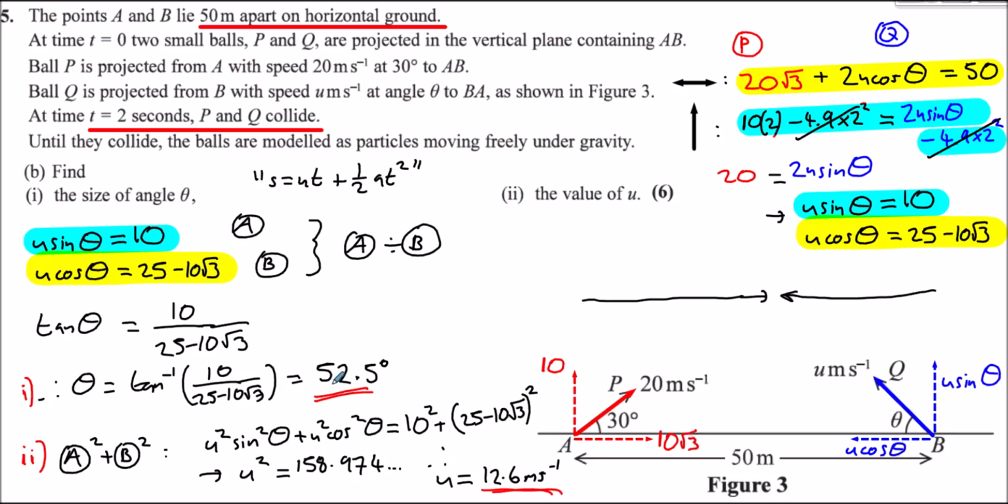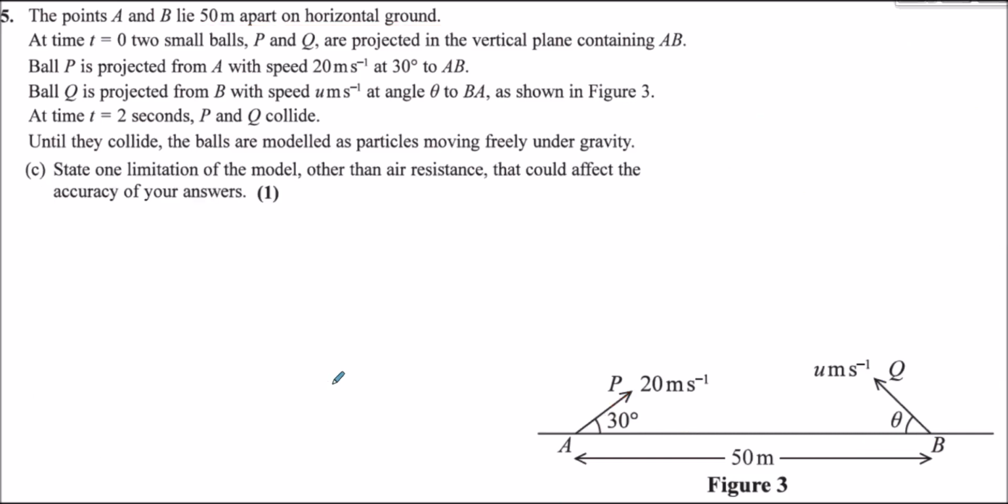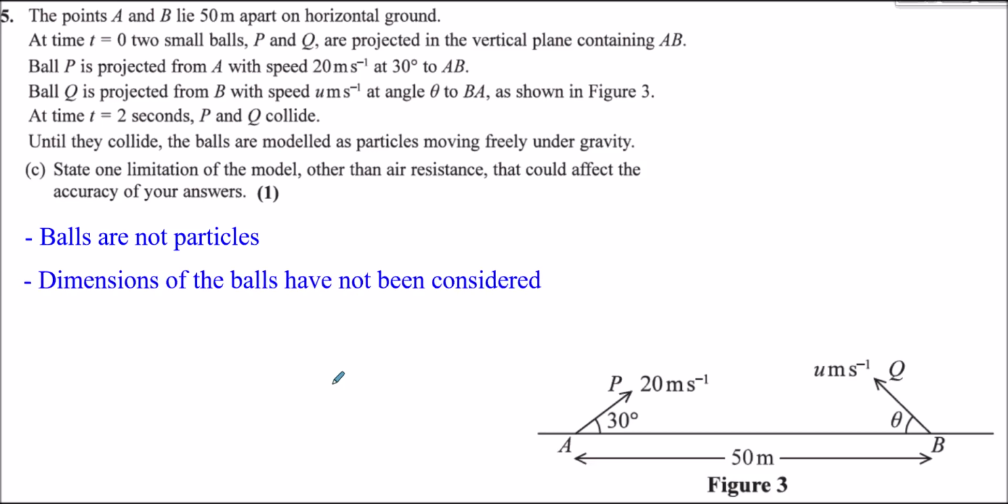Now there's a bit more, just part C now. For part C, we need to state one limitation of the model, other than air resistance, that could affect the accuracy of the answers we've just received. So a few different pointers. One thing we could say is that balls aren't actually particles. They're considered to be point particles, but they're not going to be that in this case. Sort of an extension of that point, very similar, you could have also said maybe the dimensions of the balls haven't been considered. They're not going to be point particles, so that's a limitation of the model too. So these 2 points are very closely related.